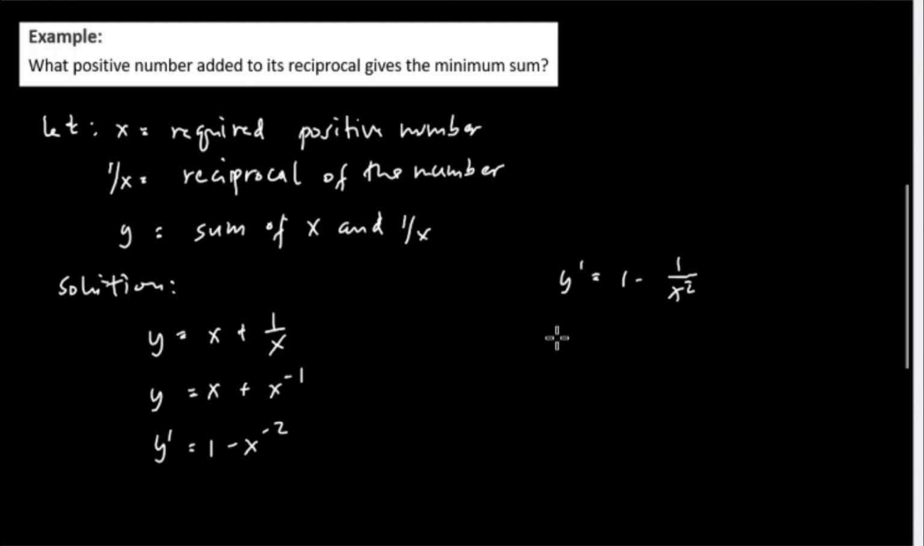The value is minimum, so therefore y prime is equal to 0, so 1 minus 1 over x squared is equal to 0. And 1 over x squared is equal to 1, or x squared is equal to 1, or x, the square root of 1, is also 1. So this is the value.